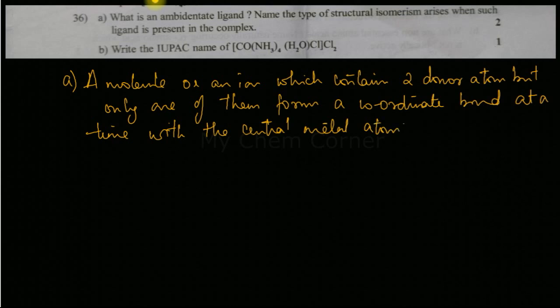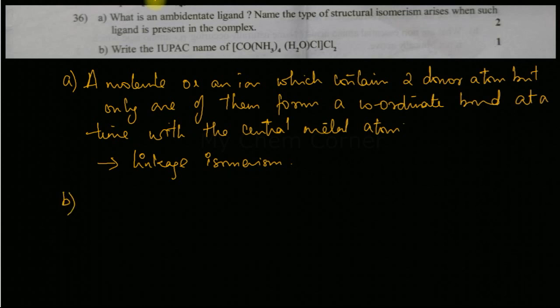So here if I take an example of CN, there can be a nucleophilic center at carbon, there can also be at nitrogen, but only one will start bonding at a time, right? So that is basically an ambidentate nucleophile or a ligand. Now, if you're looking at which kind of structural isomerism this kind of ligand can form, for that you can write it is going to be linkage isomerism. So that's a 2-mark question. 1 mark for linkage isomerism, 1 mark for the definition.